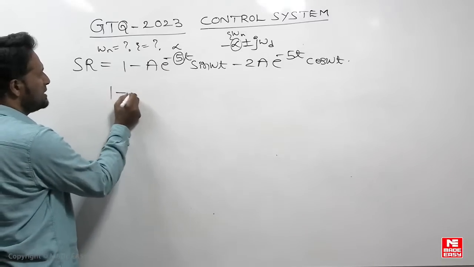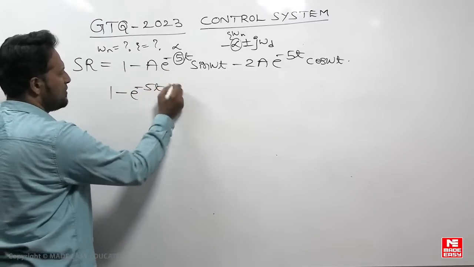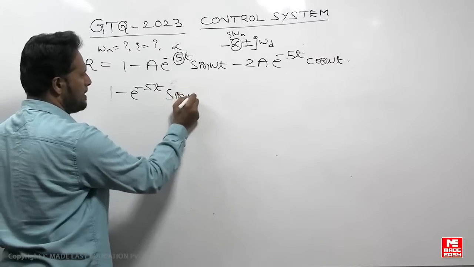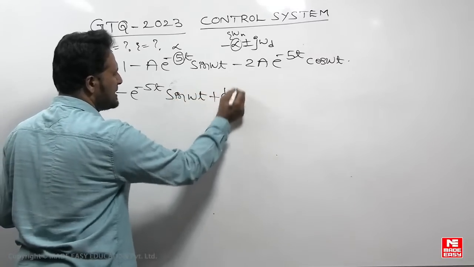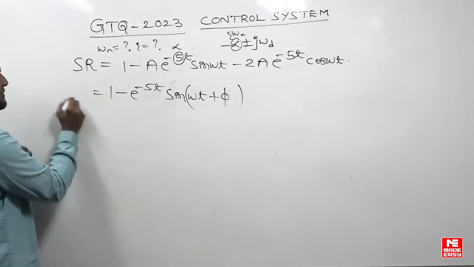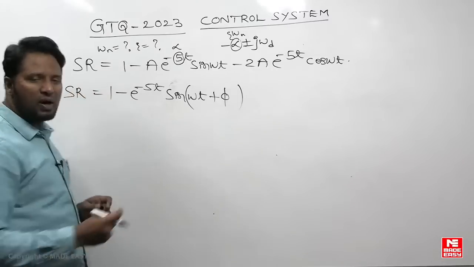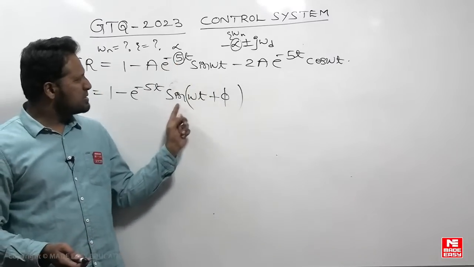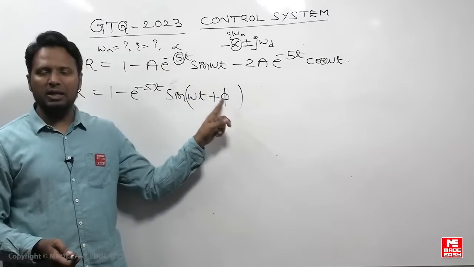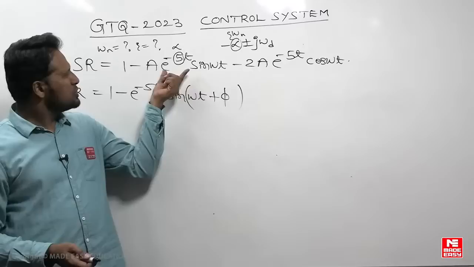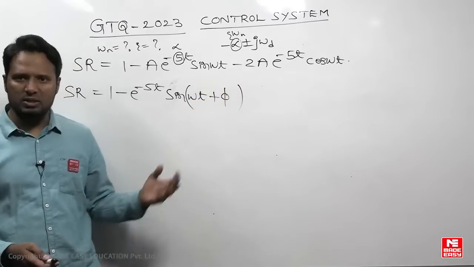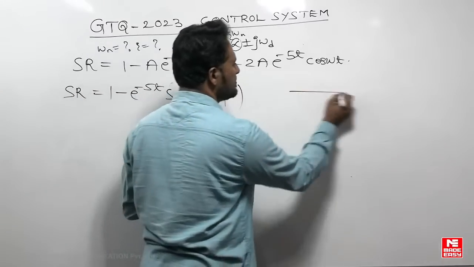1 minus e to the power minus 5t sine omega t plus phi. I will write this step response in this form: 1 minus e to the power minus 5t sine omega t plus phi. Let us evaluate what this phi is. So these are two phasors. I am making a resultant of these two phasors. You can follow this phasor diagram.